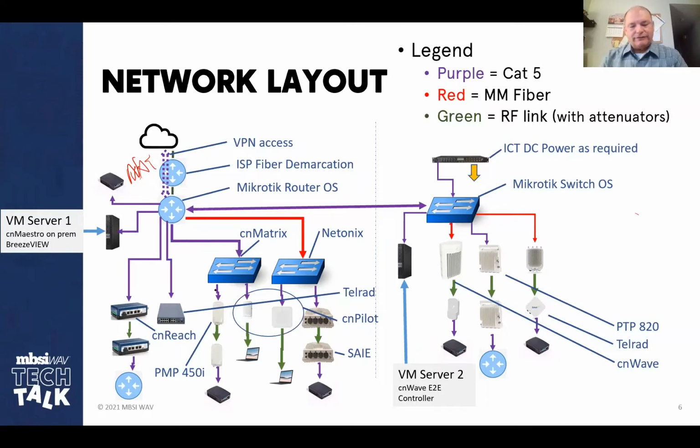Same thing with the 450, because I'm doing a management VLAN, a traffic VLAN, and I'm allowing untagged traffic across the link. So no matter what port on the matrix I plug that into, it configures properly for the 450i system. The same with the Wi-Fi.